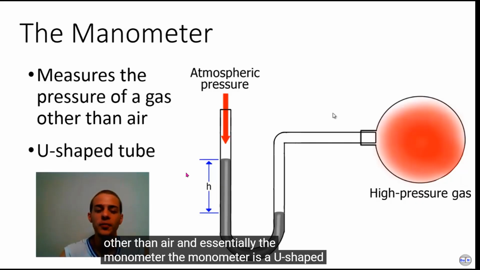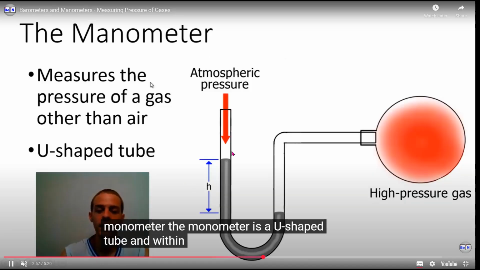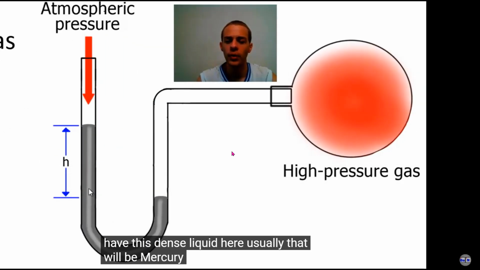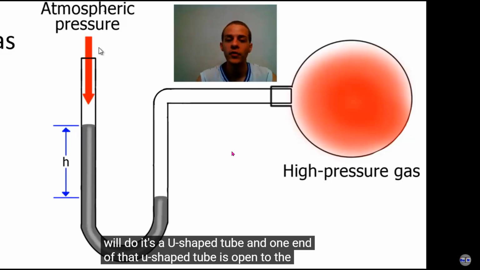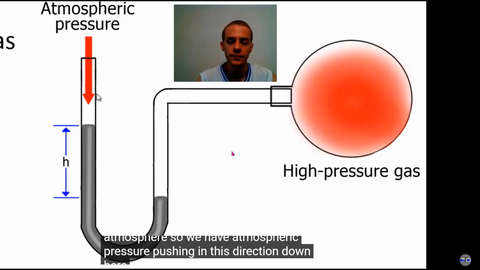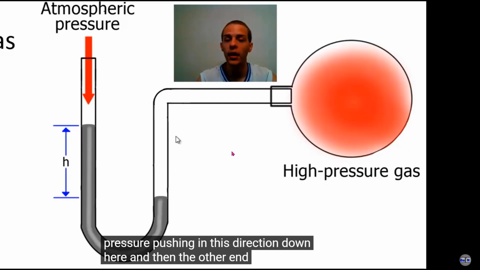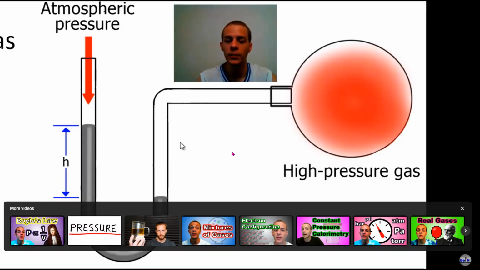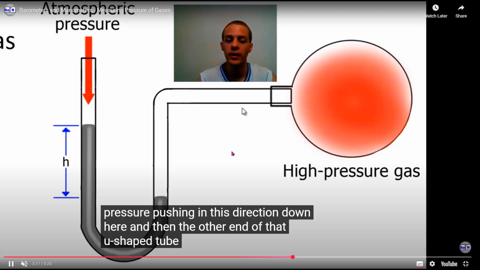Essentially, the manometer is a U-shaped tube. Within this U-shaped tube, there is a dense liquid. Here, usually it will be mercury, but any dense liquid will do. One end of the U-shaped tube is open to the atmosphere. So we have the atmospheric pressure pushing in this direction, that means in the downward direction, the atmospheric pressure is pushing the mercury, the dense liquid, in the downward direction.